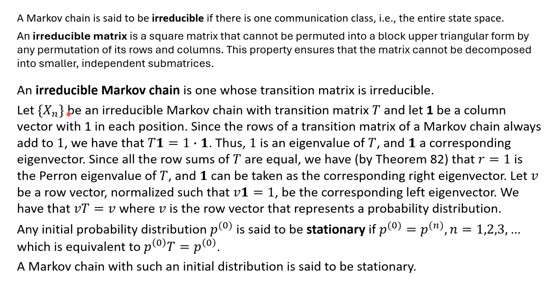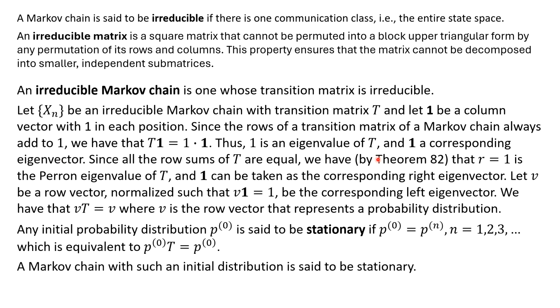Then I want to continue with the idea of irreducible. Let's take a set of random variables X sub n that defines a Markov chain with transition matrix T, and let bold face 1 be a column vector that has a 1 in each position, 1 being scalar now, it's not bold. Since the rows of a transition matrix of a Markov chain always add to 1, we have this equation here. But we can see that implies that 1 is an eigenvalue of T, and then the column vector 1 in bold is the corresponding eigenvector.